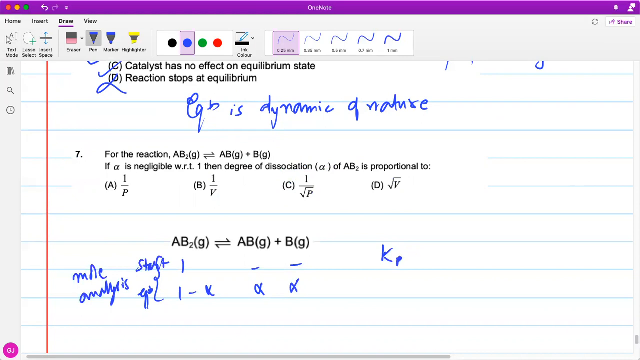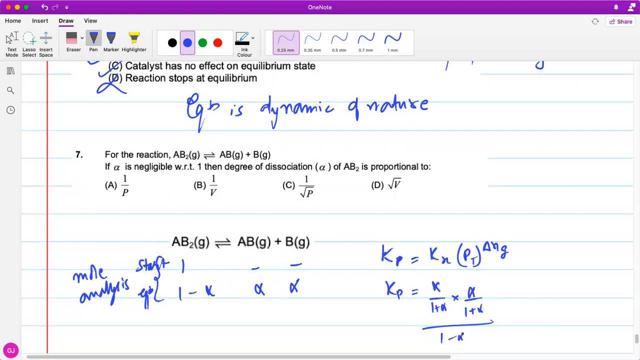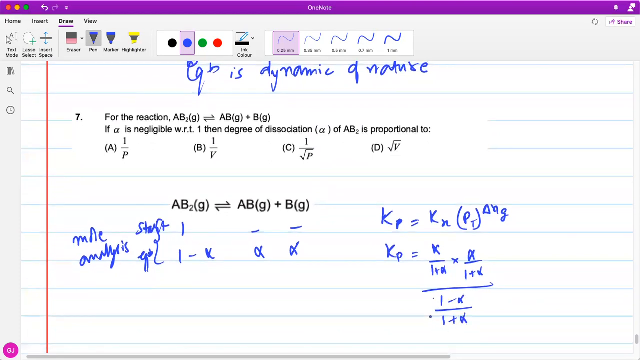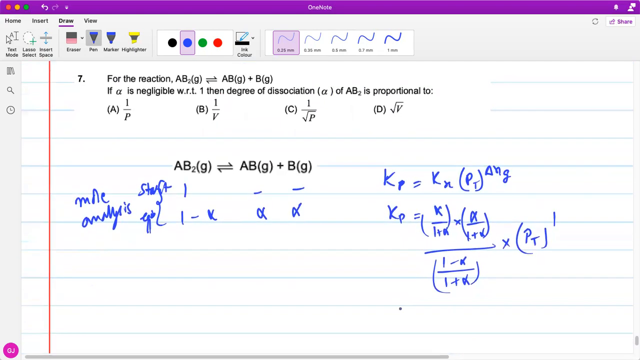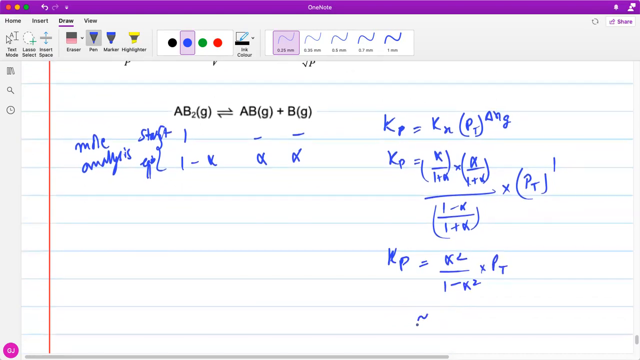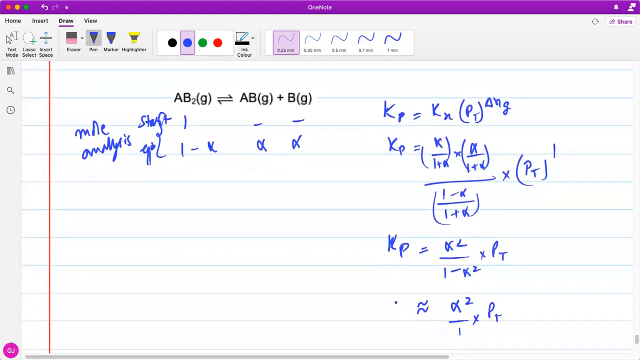So that comes from this relationship, Kp is equal to Kx into P total raised to the power of delta Ng. Right? So you can see Kp will be equal to Kx. So you will have alpha upon 1 plus alpha into alpha upon 1 plus alpha divided by 1 minus alpha upon 1 plus alpha. So these are the mole fractions of the species raised to the power of their coefficients into P total raised to the power of delta Ng, which is 1. Right? So here when you simplify it, you get Kp as alpha square upon 1 minus alpha square into P total. And since it is mentioned that alpha is much, much less than 1, you can put 1 minus alpha square as 1 only, right?